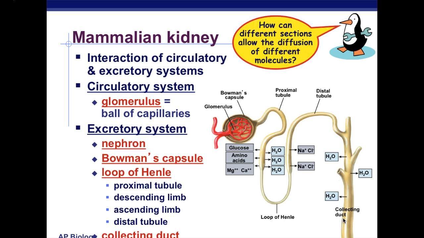So how can different sections allow different molecules to pass through? That actually has to do with the permeability of this tube. In some places in the tube there are transporters for water, in other places of the tube there are not transporters for water. In some places along the tube there are sodium pumps that are going to pump sodium, but in other parts of this tube those pumps are missing.